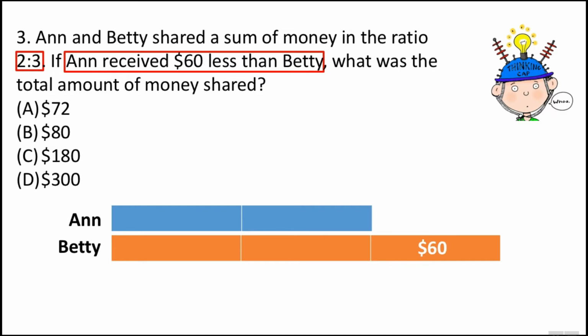If we know that 1 share is $60, it means that all the other shares must be $60 as well. So that's $60, $60, $60, $60. In total, we have 5 shares, so all I need to do now is to multiply 5 times 60 to find out the total amount of money shared. So that's 60 times 5 or 5 times 60, same thing, and that's equal to $300. So we can agree that our answer is D.